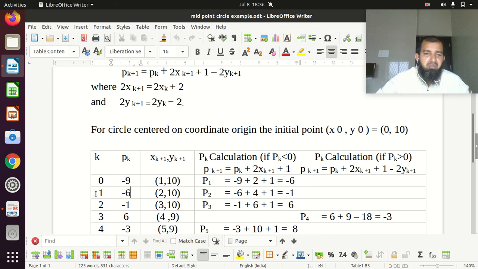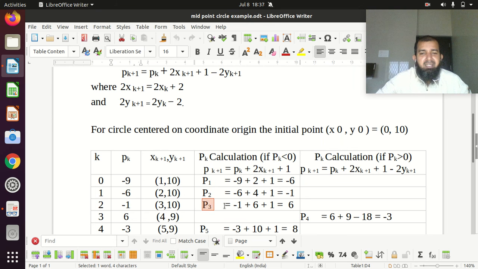Next step, when k is equal to 1, pk is minus 6. It is less than 0. If it is less than 0, x will get incremented and y remains same. Previously 10, now also 10. Next pk value, p2, is equal to pk value minus 6 plus 2xk plus 1. 2xk plus 1 means 2xk plus 2, 2 into 1 is 2 plus 2, that is 4. Then plus 1. So minus 6 plus 5 is minus 1. So minus 1 is less than 0, so x gets incremented, y remains same.